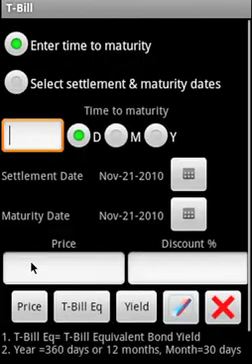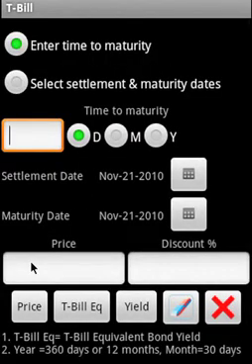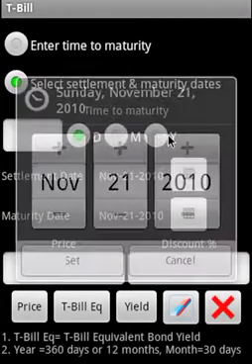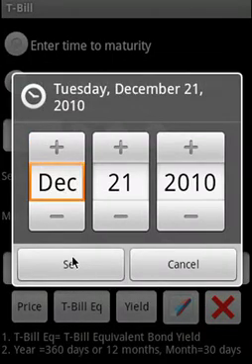Then T-bill, we calculate the price, T-bill equivalent, and yield. So here, you can enter the maturity in two ways. You can say how many days, months, or years, or you can pick the settlement date and the maturity date. So this way.